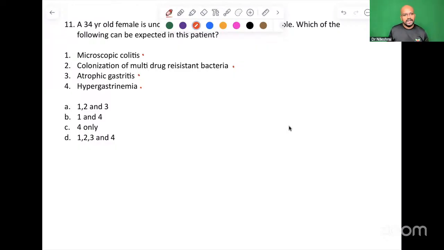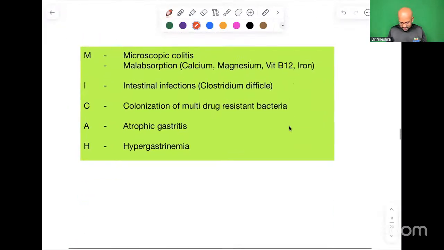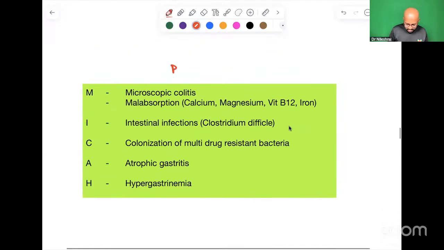Good. See, the answer for this question is all of these four, right? These are the adverse effects of proton pump inhibitors, PPIs. How do we remember these adverse effects of proton pump inhibitors? We're giving you a mnemonic over here. MICA is the mnemonic for remembering the adverse effects of proton pump inhibitors.